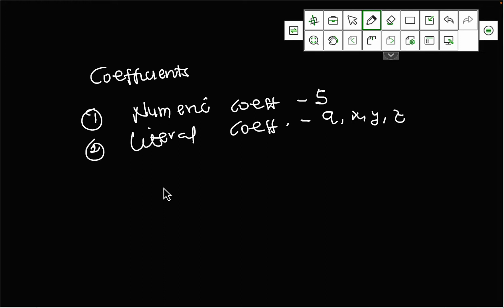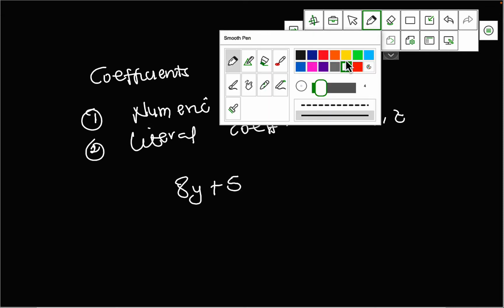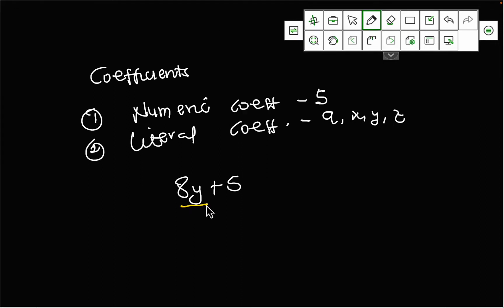So let's look at expressions. Expressions actually bring together terms. So we're going to have, let's say, an expression like 8y plus 5. Now in this expression there are two terms. There is the 8y term and there is a 5 term here. Now in this 8y term there is a numeric coefficient, let's call it NC, and there is a literal coefficient, let's call it LC.